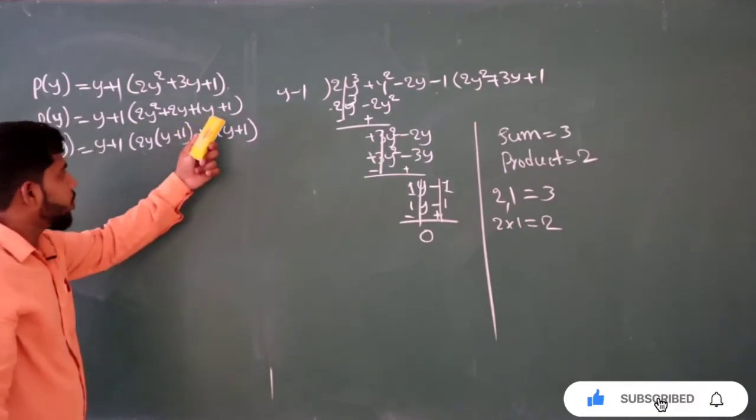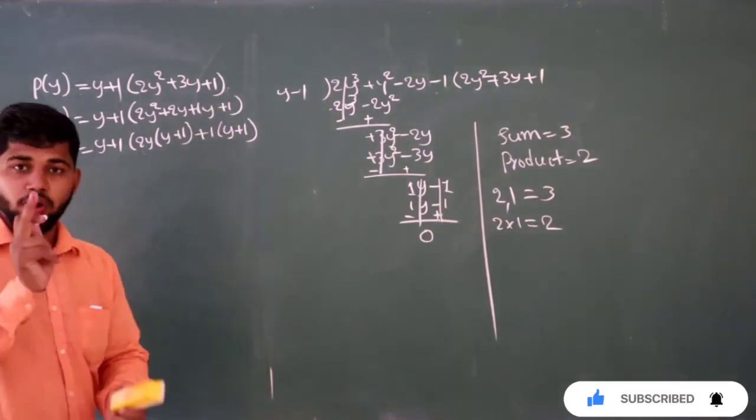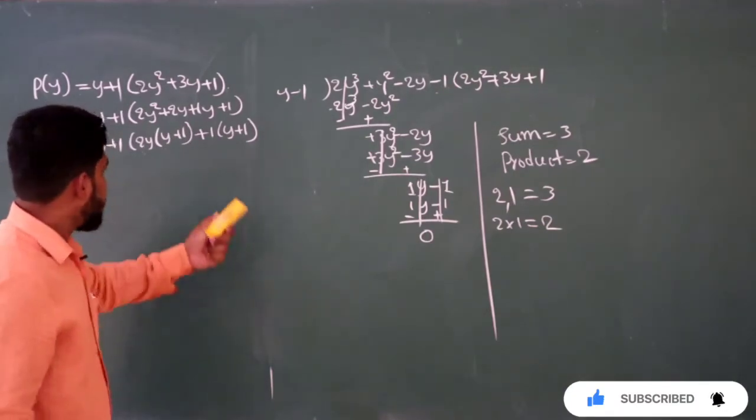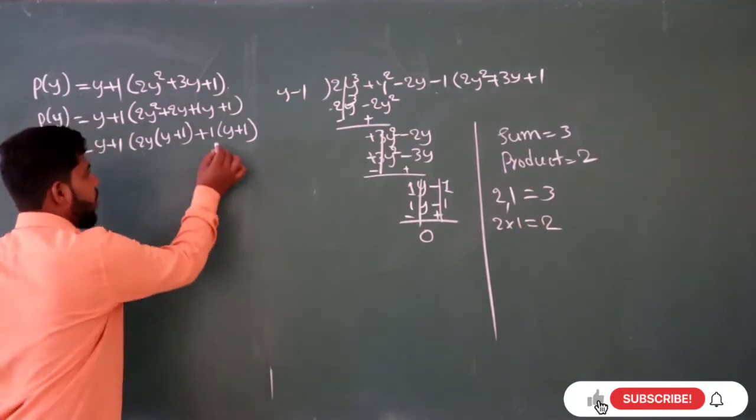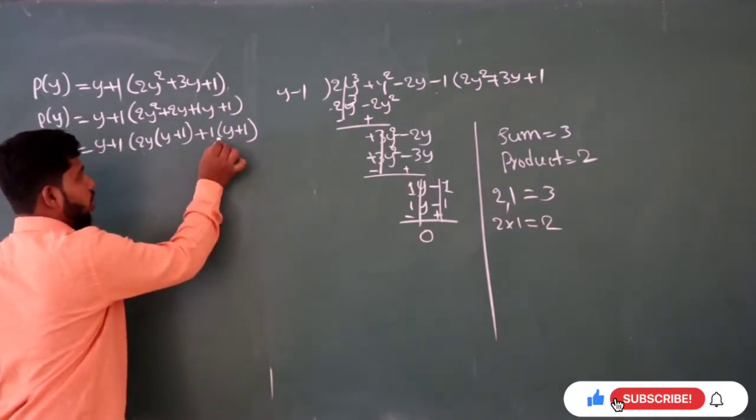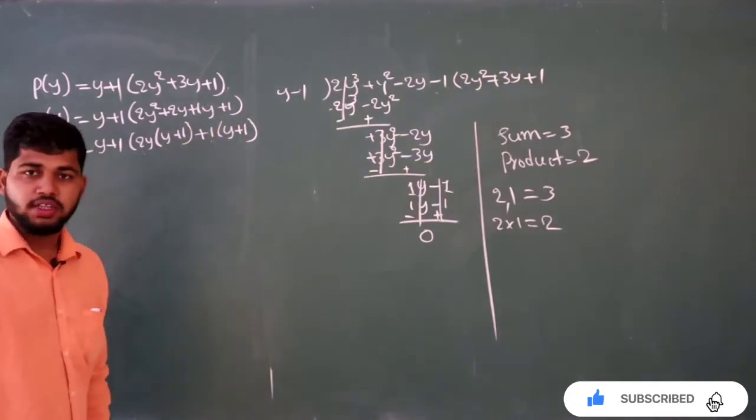Again 1y plus 1. Here in 1y plus 1, we are taking the common 1. If you take the common 1, what remains here? y plus 1. If you multiply 1 into y plus 1, 1 into y is 1y, and 1 into 1 is 1.